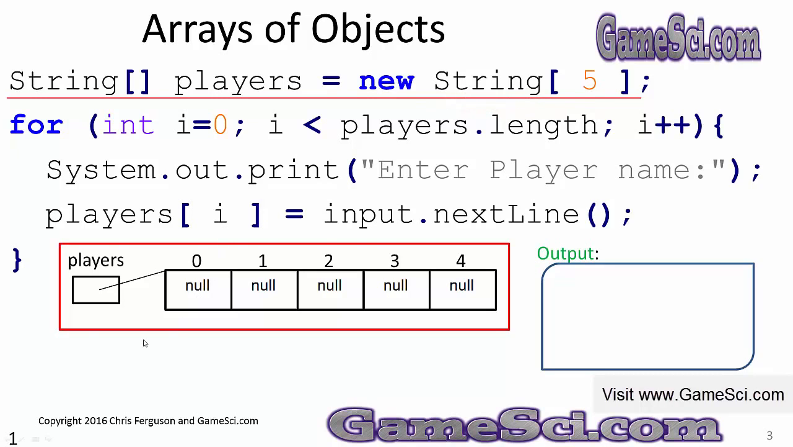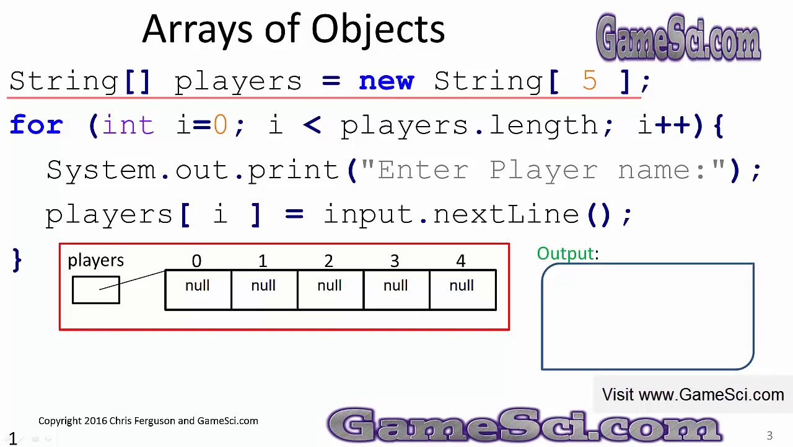That's what this looks like in computer memory. Players is a reference to our array object. It has 5 slots on it. And because we have not assigned strings to each slot, it will be filled with null. You remember what the value null means? Null indicates an object reference variable that doesn't have an object. Nothing on this line of code creates 5 string objects.